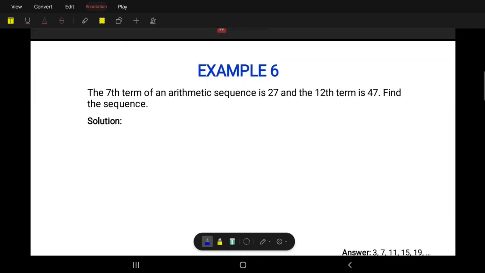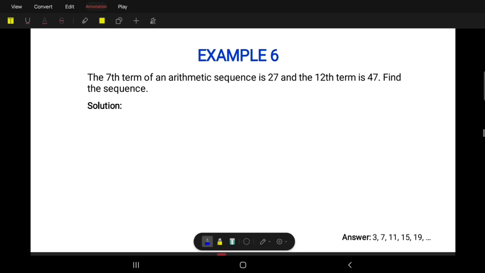Alright, next, look at example 6. The seventh term of an arithmetic sequence is 27, and the 12th term is 47. So dia dah bagi tahu dah arithmetic sequence. Dia dah bagi tahu 7th term is 27, so awak kena write down T7 equals 27. And then 12th term is 47. Write down T12 equals 47.